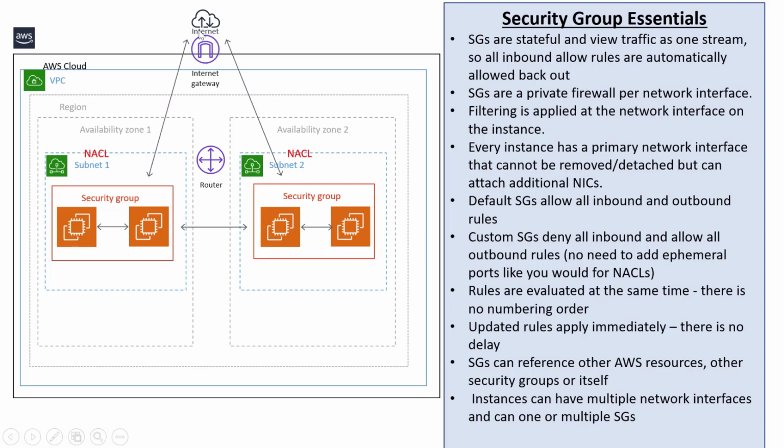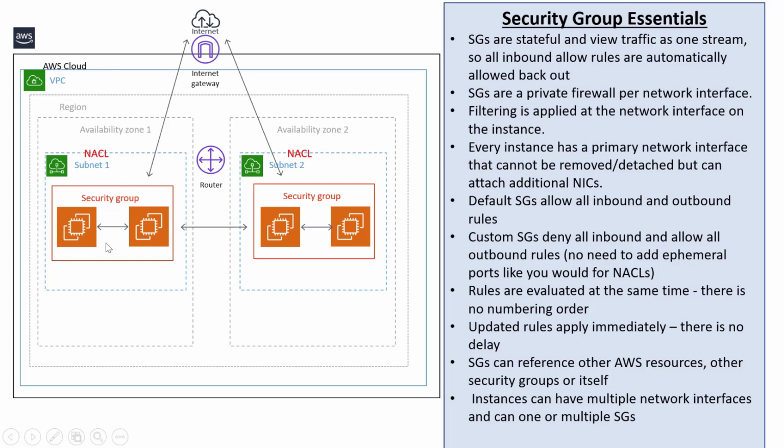Okay, so here we are on our security group essentials. Security groups provide stateful filtering that is applied to the network interface of the EC2 or RDS instance. So even though you may have heard that security groups work at the instance level, they are actually applied to the network interfaces of the instances.